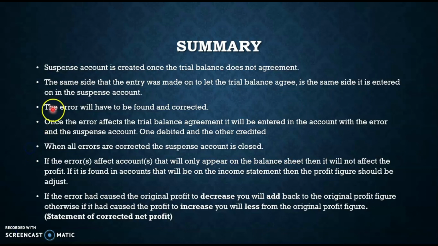So as we stated before, the errors will have to be found and corrected. So once you open your suspense account throughout the next year, you're going to have to make time to find those errors and correct them. Now, once the errors are found and they do affect the trial balance agreement, it will be entered in the account with the error, or the account that has the error, and the suspense account. So one will be debited and the other will be credited.